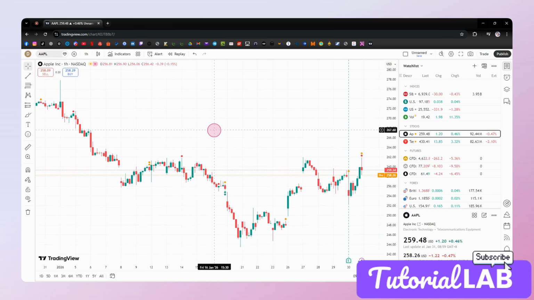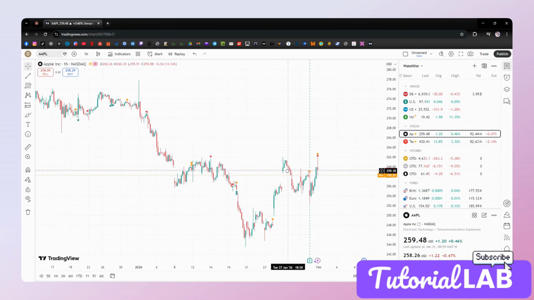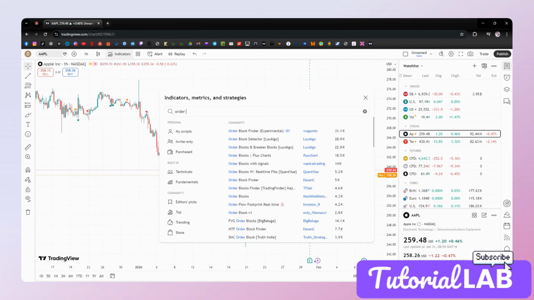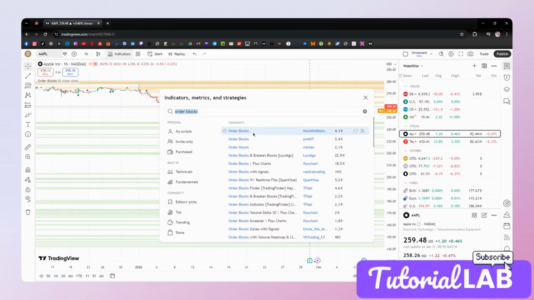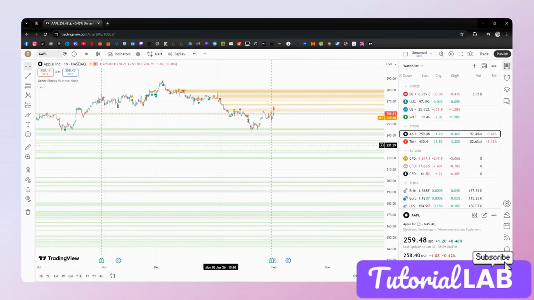This is where market activities happen and where profits and losses occur. To add an order block indicator, go to the upper part of the page and find Indicators. Click this, and a prompt will appear. In the search bar, type order blocks. We'll use the common order blocks indicator. Double-click this, and yellow and light green lines will appear in your chart. These are your order blocks.